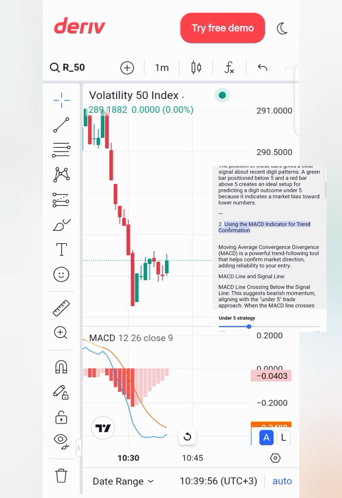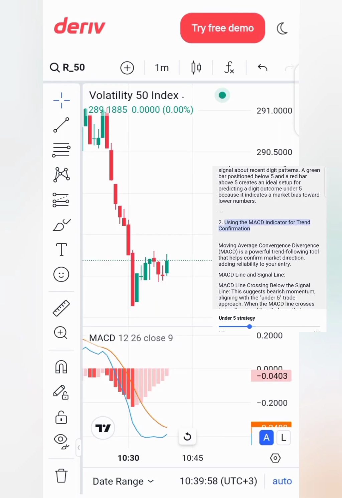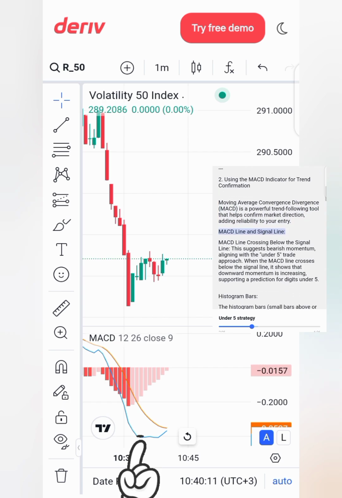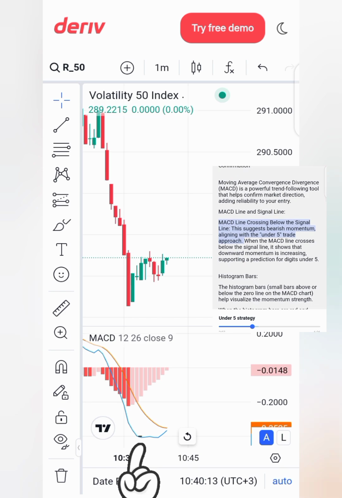2. Using the MACD indicator for trend confirmation. Moving average convergence divergence, abbreviated as MACD, is a powerful trend-following tool that helps confirm market direction, adding reliability to your entry. MACD line and signal line. MACD line crossing below the signal line. This suggests bearish momentum, aligning with the under 5 trade approach.